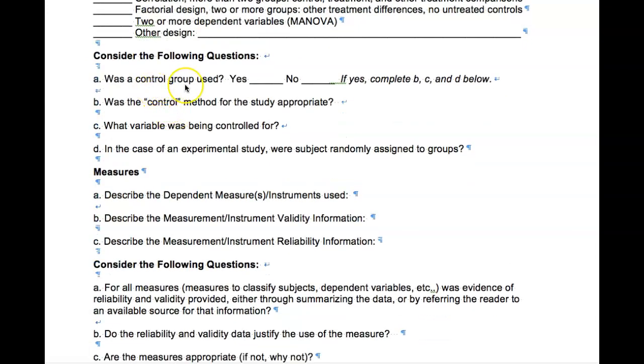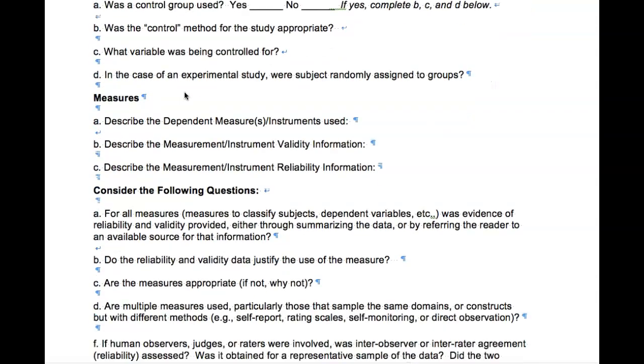Then was a control group used? So obviously that'd be quantitative only. If it's qualitative, it does not apply, and you would say does not apply. Was a control group appropriate? Once again, if it's a quantitative study. What variable was being controlled for? And were subjects randomly assigned to groups? So that whole section applies only to a quantitative study.